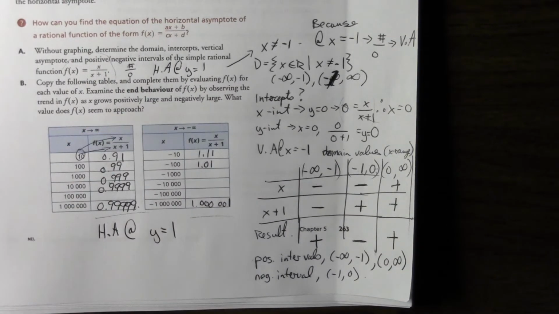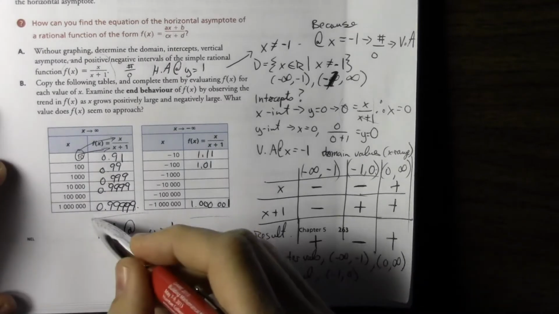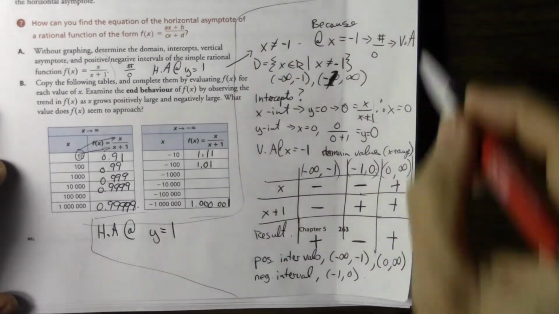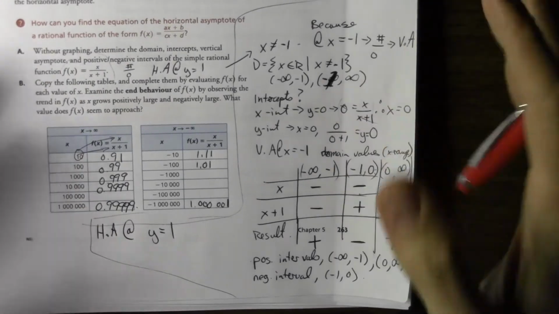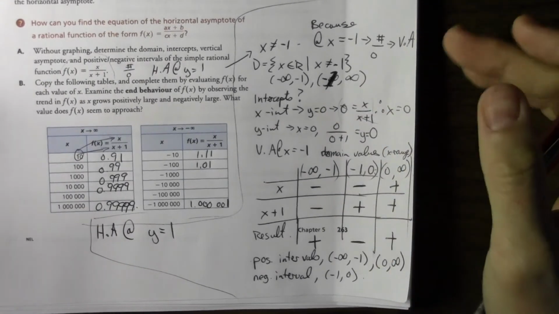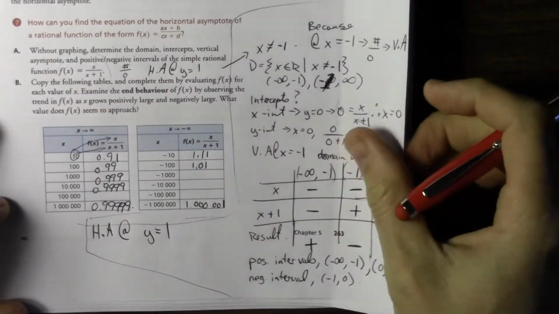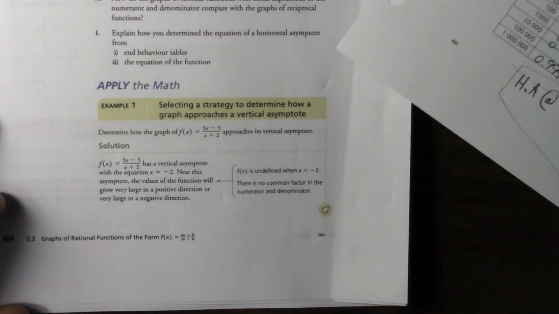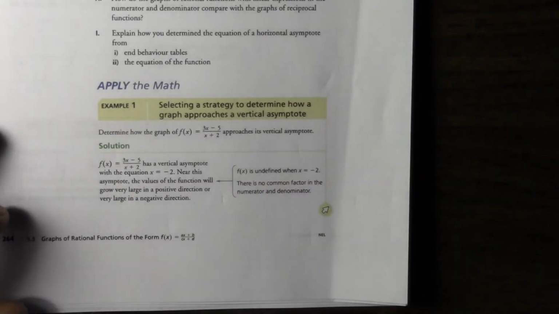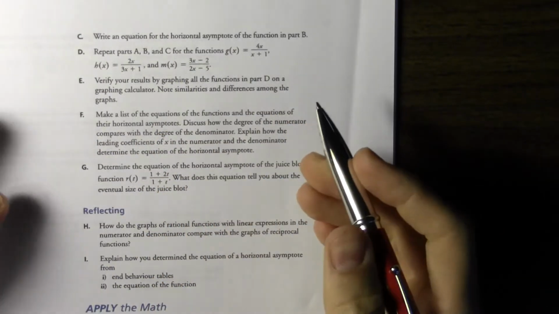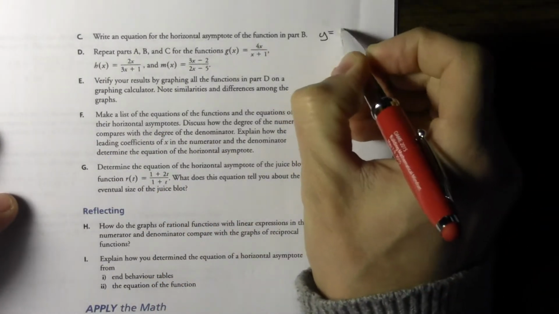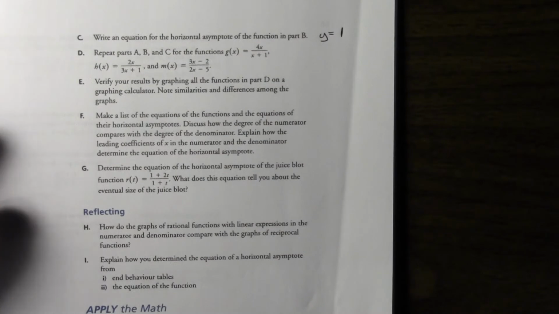Any questions about that? Okay, so we have a lot of information now about this graph. That's the idea. We haven't used the graphing calculator. We've just used all of the rules that we've learned. So we should be able to get a pretty good graph now. It says, write an equation for the horizontal asymptote for the function in part b: y is equal to 1. We just talked about that.